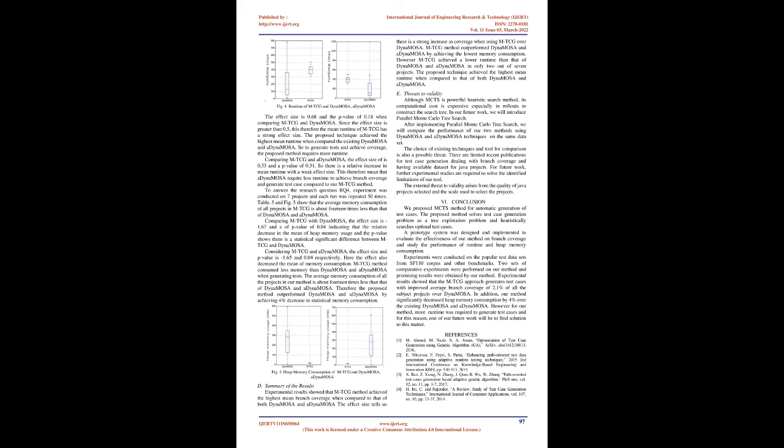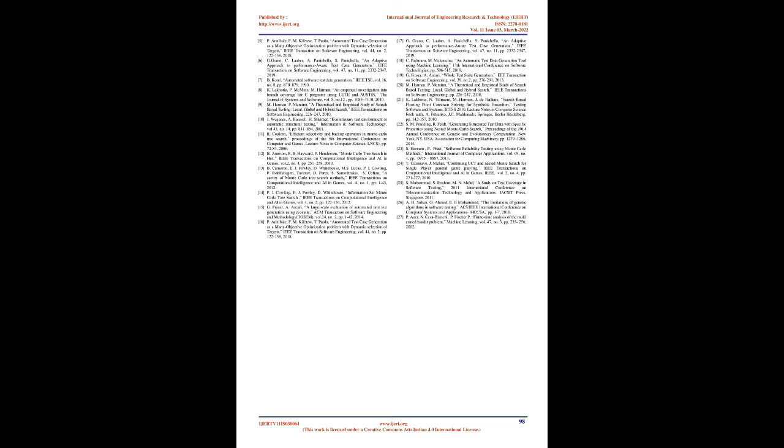Comparing Mtcg and aDynaMOSA, the effect size is 0.33 and the p-value is 0.31. So there is a relative increase in mean runtime with a weak effect size. This therefore means that aDynaMOSA requires less runtime to achieve branch coverage and generate test cases compared to our Mtcg method. To answer the research question RQ4, an experiment was conducted on 7 projects and each run was repeated 50 times.